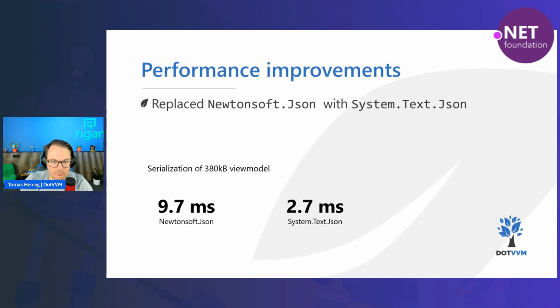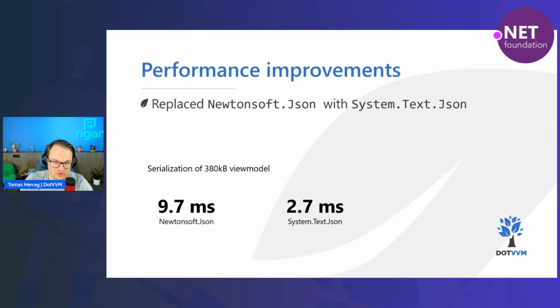So this is the most important slide because we did a test case on a quite huge view model, 380 kilobytes. It's a view model from a real production planning application. So you can imagine a big screen with a lot of things on it. It's quite extreme. I think that the average size of a view model is an order of magnitude smaller. But the serialization dropped from almost 10 milliseconds to almost 3 milliseconds with System.Text.Json.